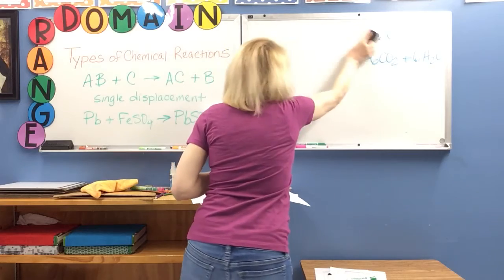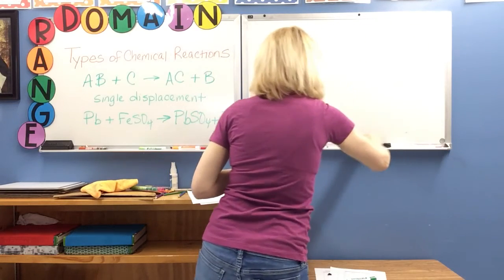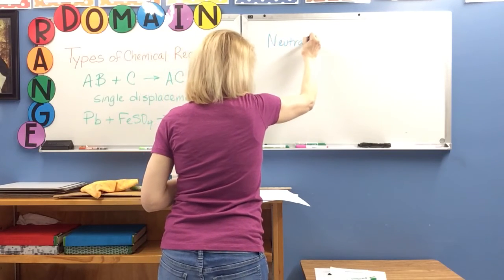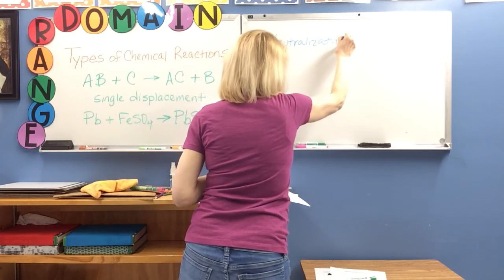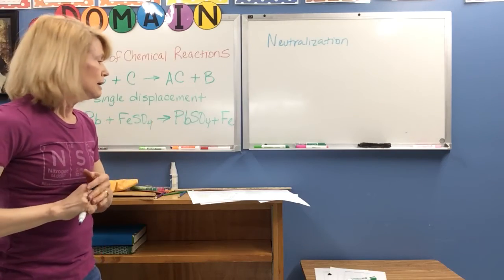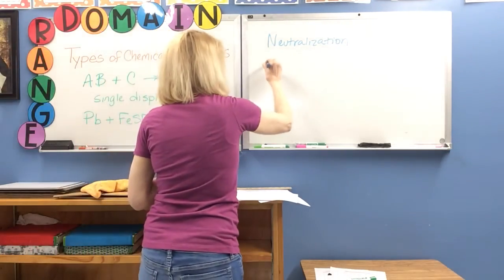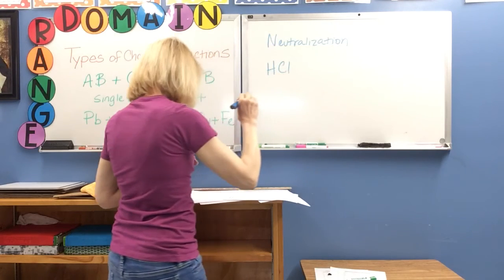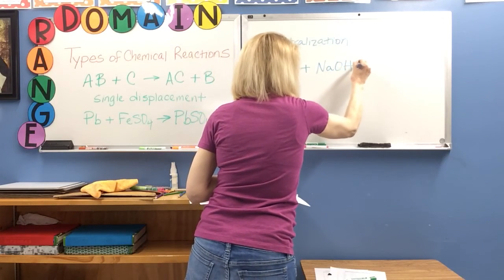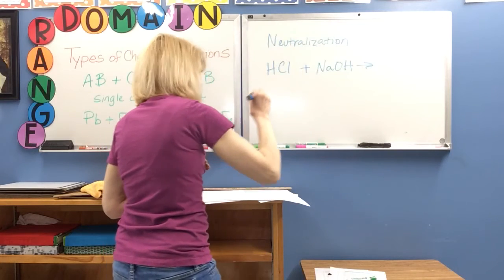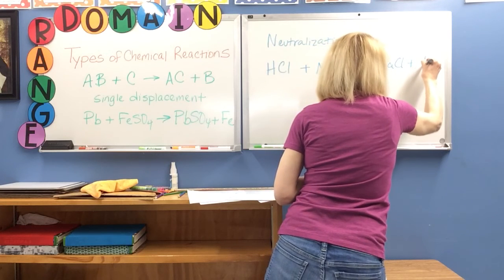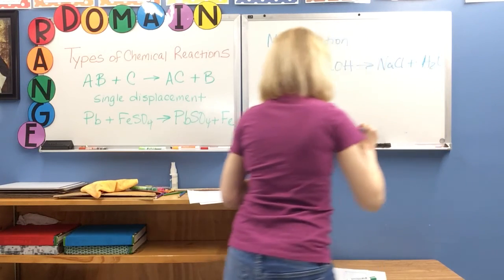The sixth type of reaction is called a neutralization reaction, or an acid-base reaction, and we're not going to get to the chapter on acids and bases, but an example would be hydrochloric acid plus sodium hydroxide, which is lye, yields salt, NaCl, just salt, and water.